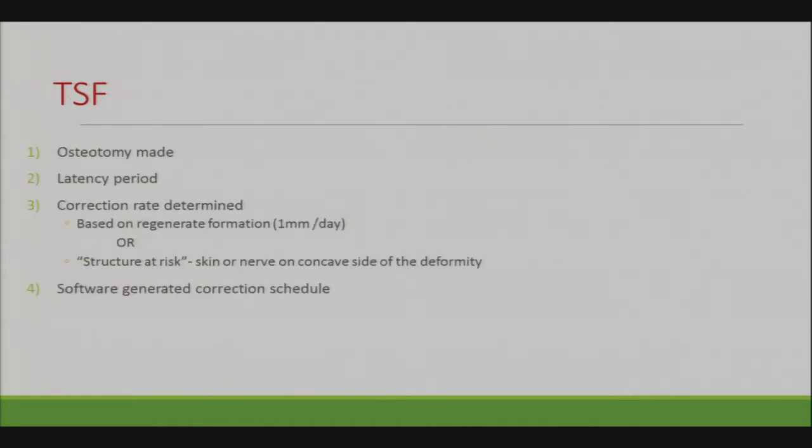So in general, you make an osteotomy. The fracture hematoma is allowed to sort of consolidate over a latency period, and then you start a gradual correction. And so this is the other benefit of gradual correction.